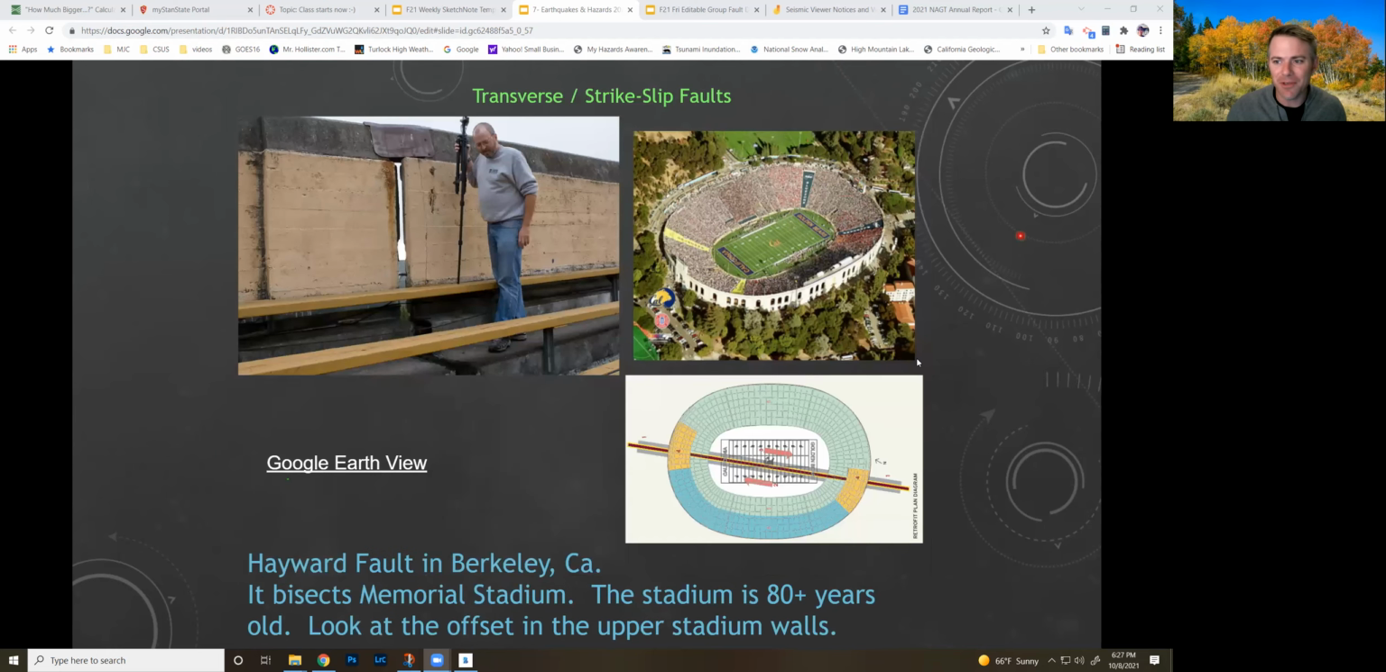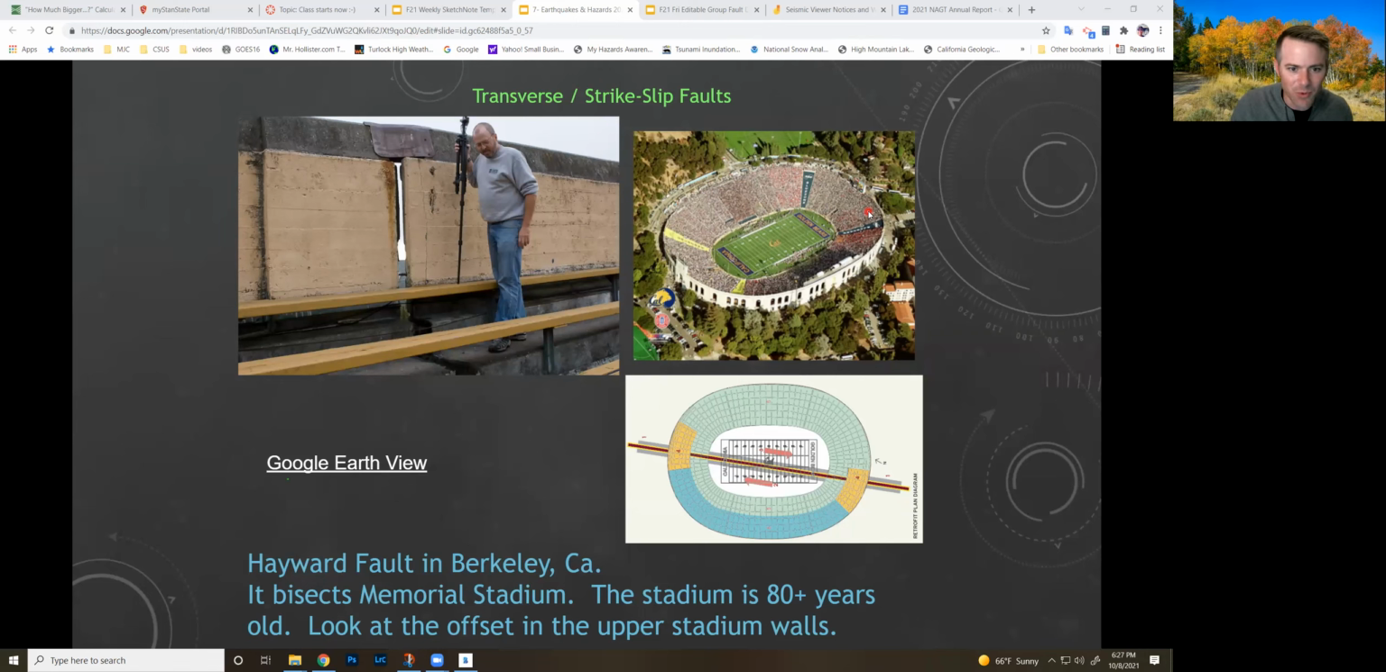And then if you know Berkeley, Cal Berkeley, the football stadium is built in Strawberry Canyon, and the Hayward fault, which is a right lateral fault, runs right through the middle of the stadium, almost goalpost to goalpost. And if you go to the top of the stadium, the stadium wall has been offset almost half a foot or so in the 80 or 90 years that the stadium's been in existence. About 10 years ago, they did a huge stadium renovation and they literally split the stadium in half. So there's 2 separate parts.